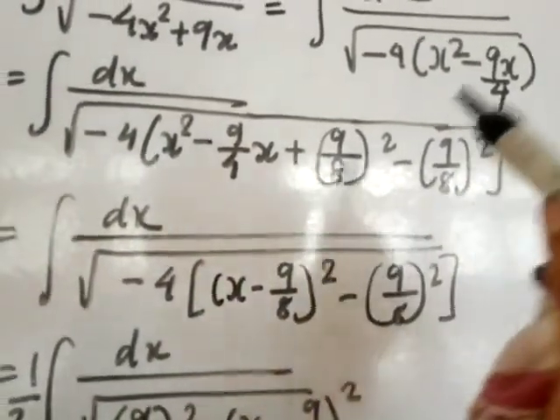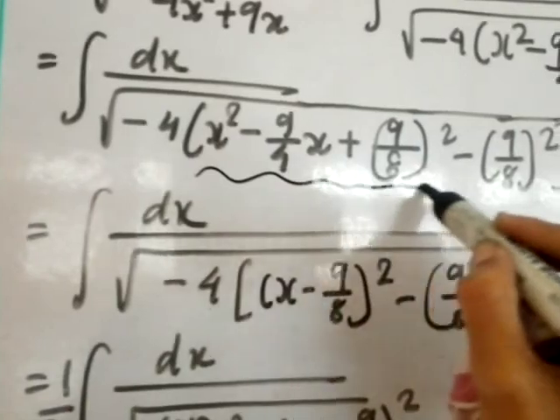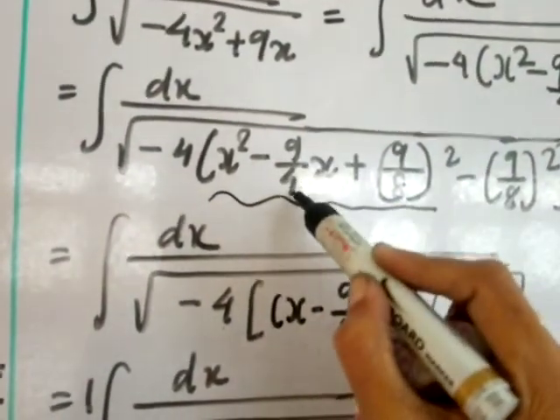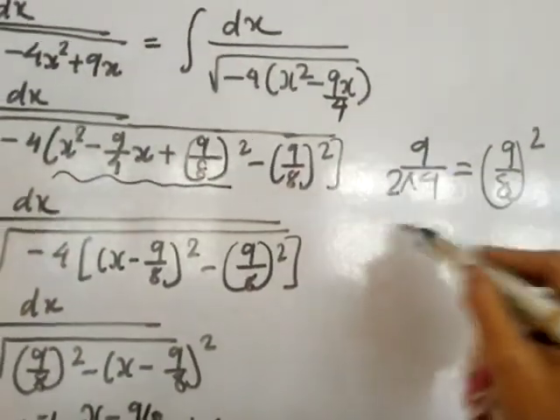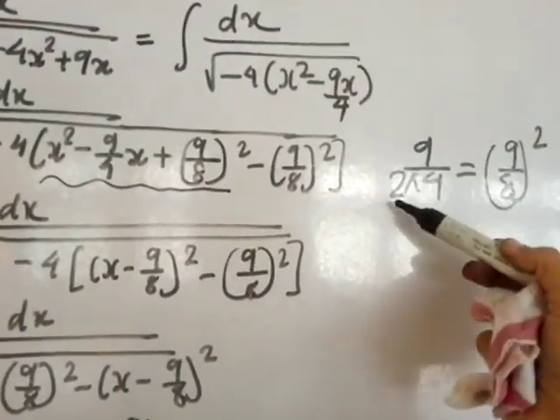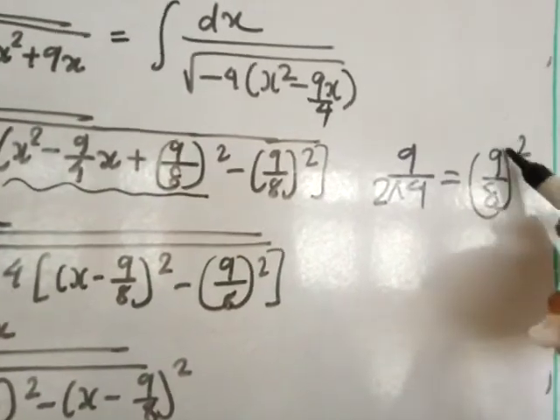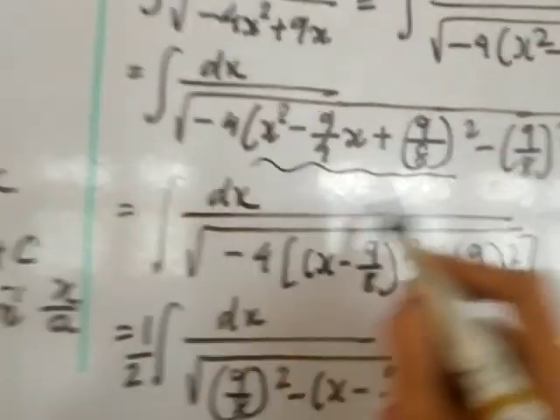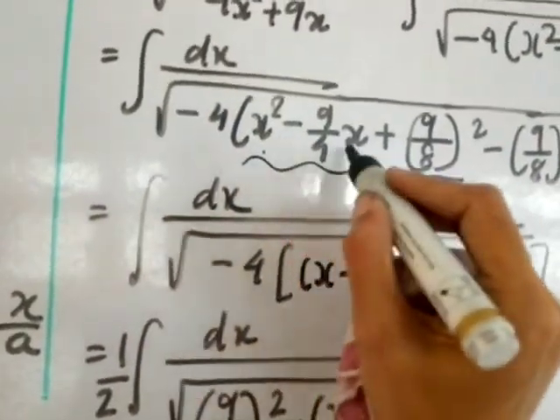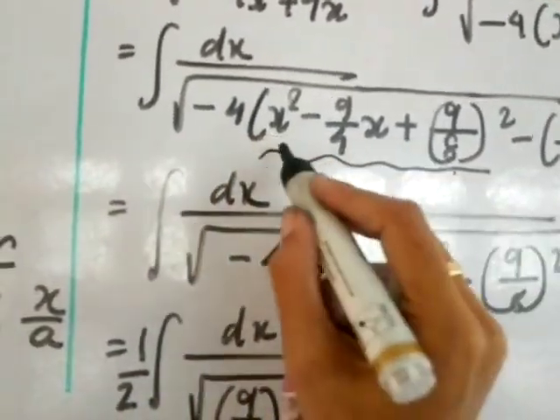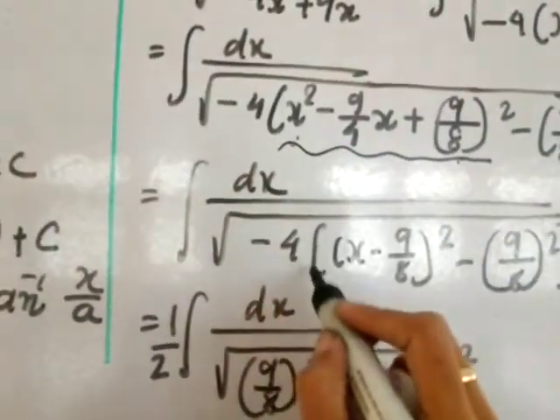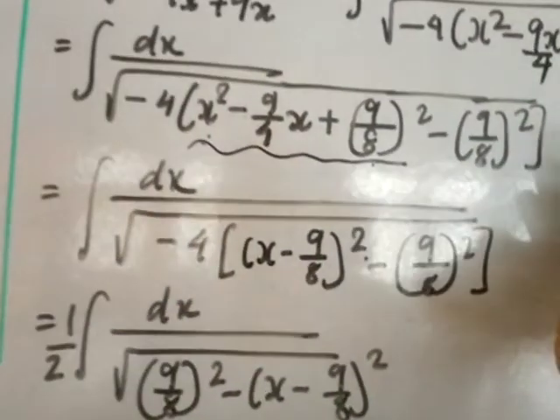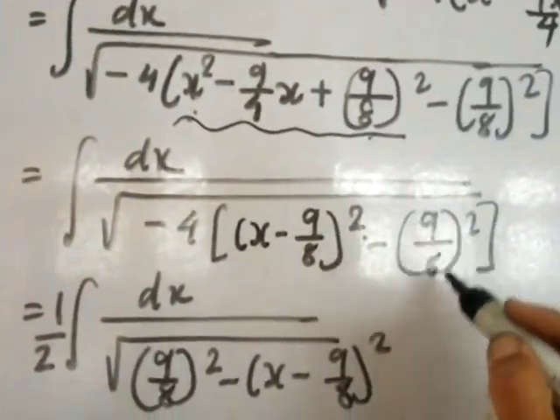This is why we are doing it: we want to make this a perfect square. How do you make a perfect square? You take the coefficient of x, that is 9 by 4, and divide by 2, so you get 2 into 4, 8. Keep it as 9 by 8, and the square of that you add first and then subtract. Now this is a perfect square, like a square minus twice ab plus b square. So this will be written as x minus 9 by 8 whole square. There is no other constant term, so I keep minus 9 by 8 whole square as it is.